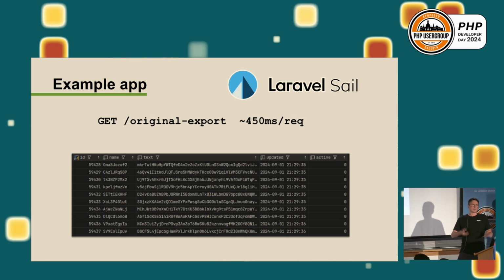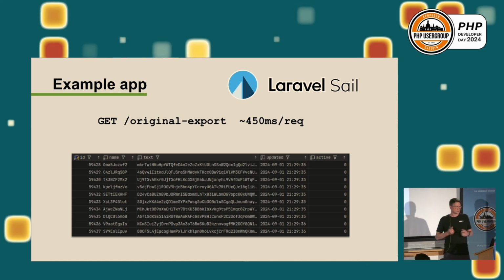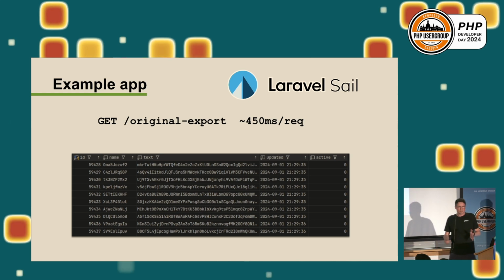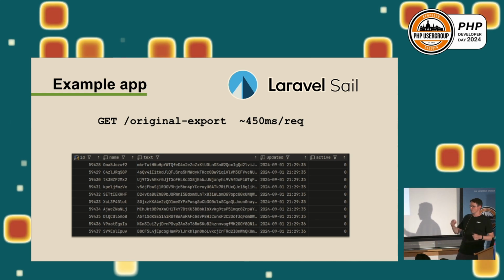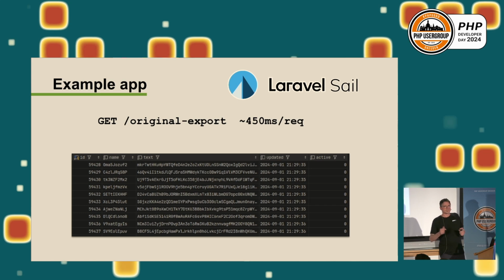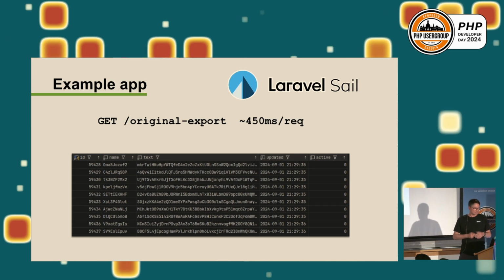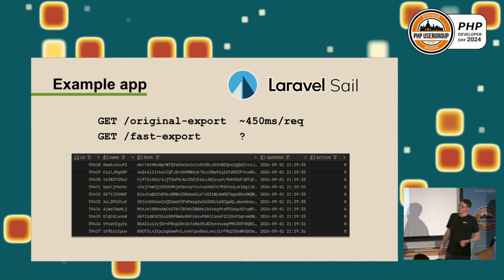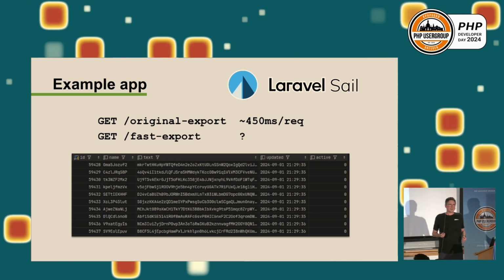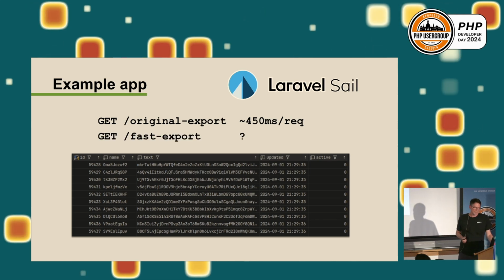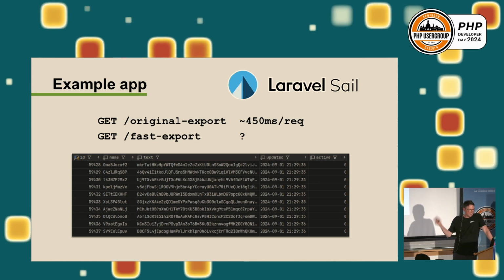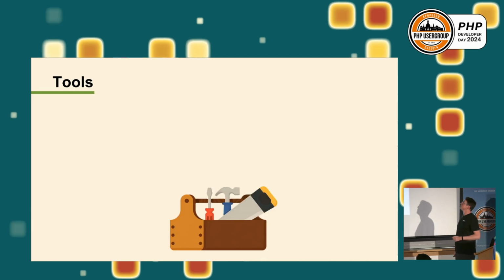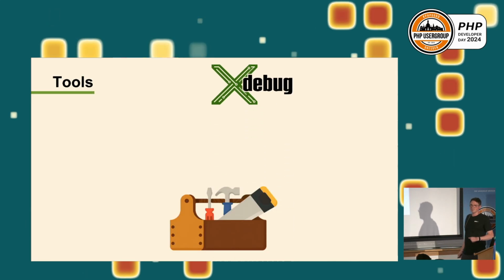450 milliseconds, on my home computer here, my Linux machine, it doesn't matter really how much it is. And again, I would not do these kinds of things, I would do some asynchronous job when I do an export. I wouldn't do this in a synchronous way, but this is just for demonstration purposes. And then I did a second one, which I called fast export. Yes, it's true, we developers are bad in naming things, so fast export will be the one which we will see after the optimization. The tools I used, Xdebug.